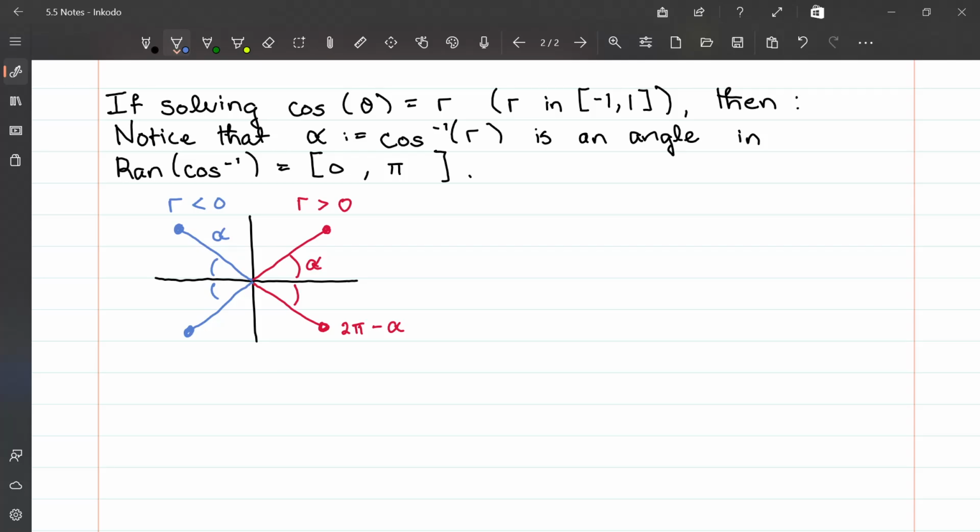If it should happen that r is less than 0, then because arc cosine only gives us angles in the upper half circle, our first angle, alpha, must be in quadrant 2. If we reflect, we're going to reflect down into quadrant 3, and once again, a little bit of calculation will wind up showing us that the second angle is given by 2 pi minus alpha. And once again, we can turn this into a system of solutions.